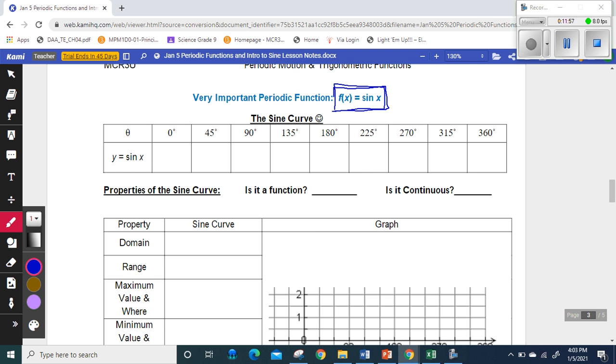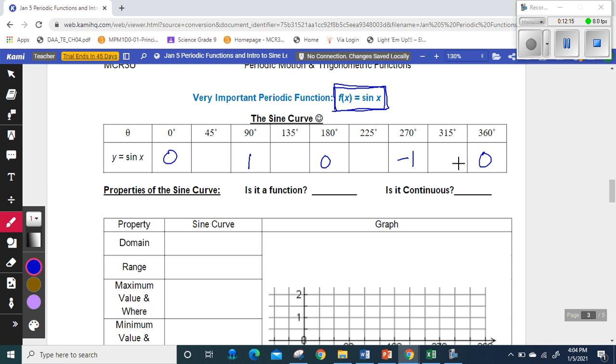So just like you have to know linear, quadratic, square root, all the rest of it, we have to know sine x. And you can get your table of values, right? Stick in 0, sine is 0. Stick in 90, sine is 1. Stick in 180, sine is 0. Stick in 270, sine is -1. And 360, sine is 0.